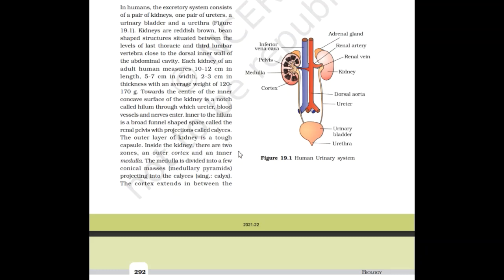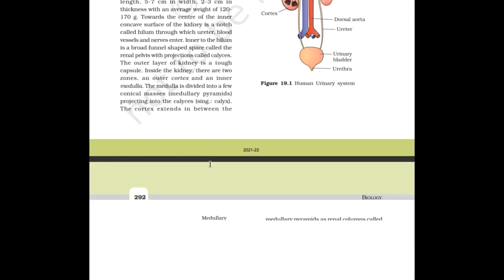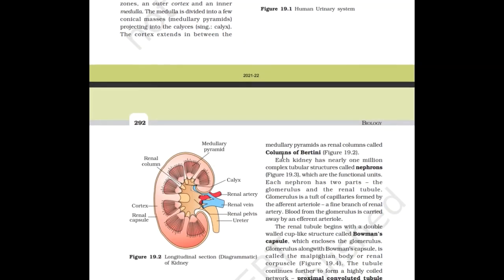Inside the kidney, there are two zones, an outer cortex and an inner medulla. The medulla is divided into a few conical masses, medullary pyramids, projecting into the calyces. The cortex extends in between the medullary pyramids as renal columns called the columns of Bertin.